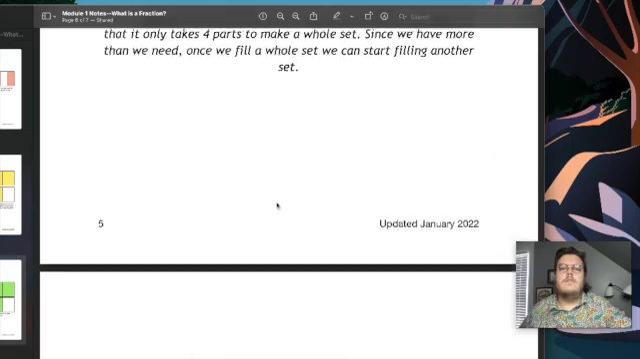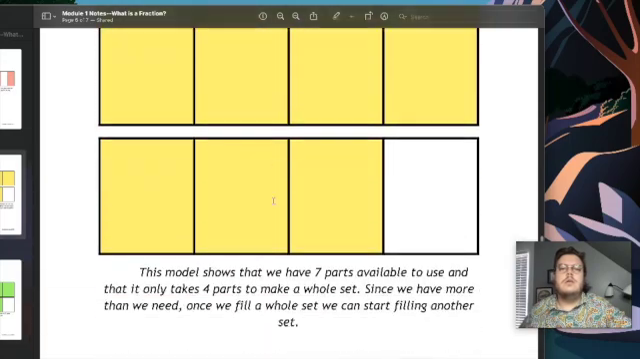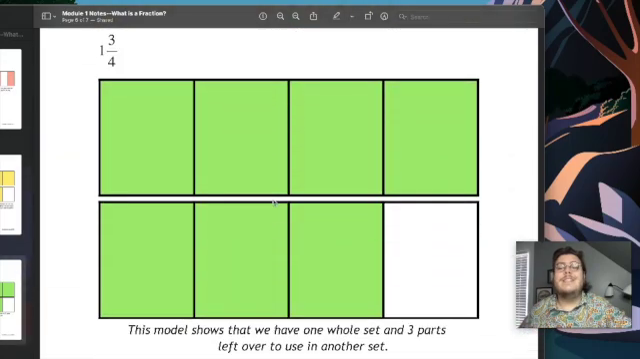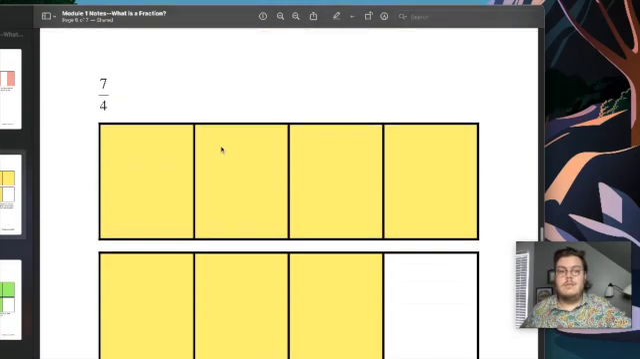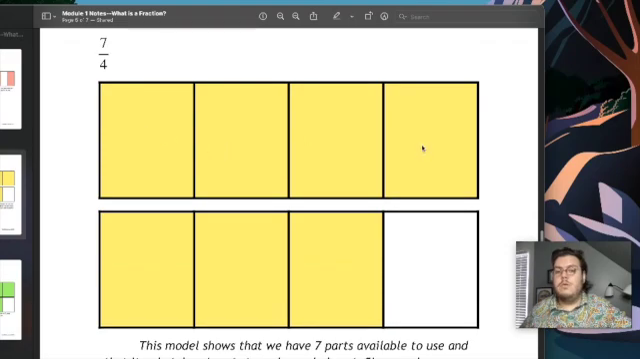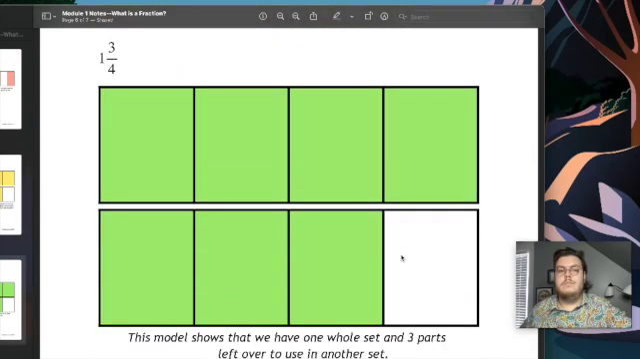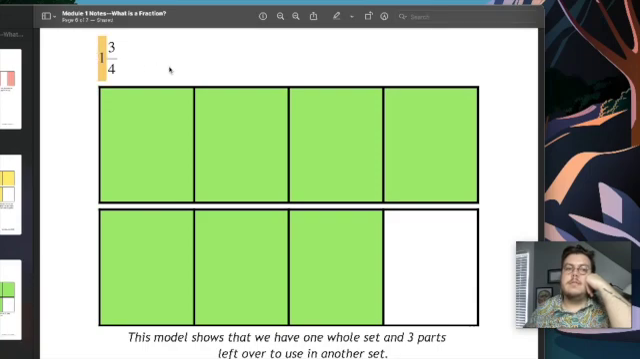Mr. Austin, that looks awfully familiar. Well, you know what? It's because they're the same number again. So 7/4 means that we had one whole and 3 out of 4 parts left. Or we had those parts in our hands after we made a whole. If we have a mixed number that says we have one whole, right, because that's what it says, and 3 out of 4 parts left, well, then we can show that in a model as well.